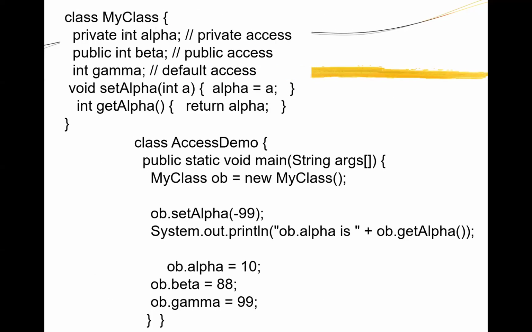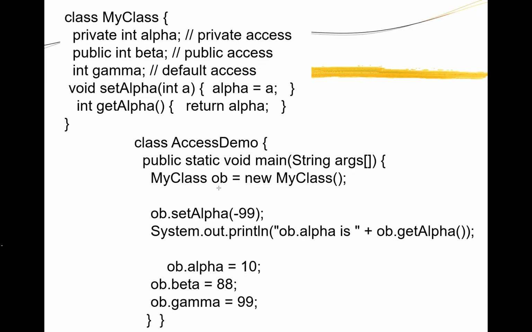Right now, you can see there's a class called MyClass, and MyClass has a private variable alpha, a public variable beta, a default variable gamma, and a default method called setAlpha, and a default method called getAlpha. Then here you have another class called AccessDemo. In the AccessDemo class, you are trying to create a class object.